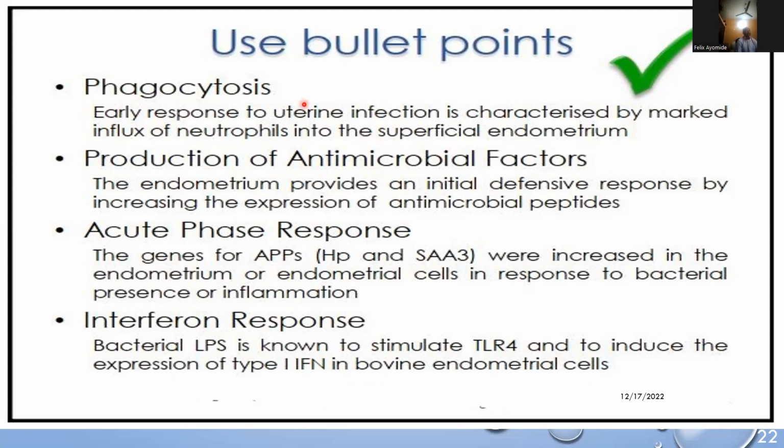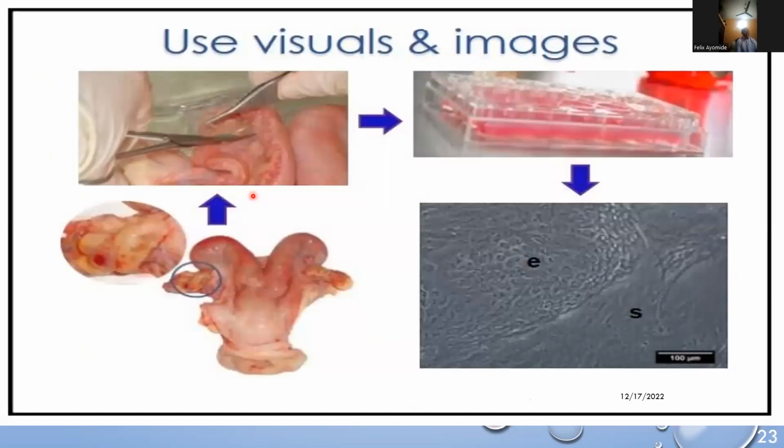You understand what it is, you can explain it in layman's terms. That is where we started the other time when I told you that if you cannot explain it simply enough, it is because you don't understand it well enough. So you can see the use of visuals and images. Visuals and images can also be very, very good for illustration during presentation. And you see the arrow flow.